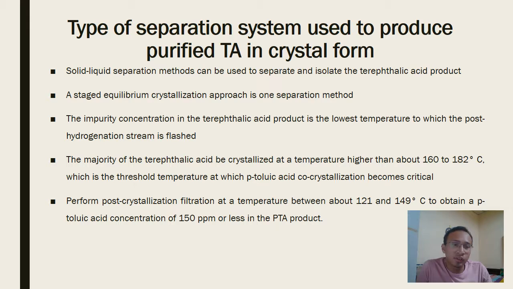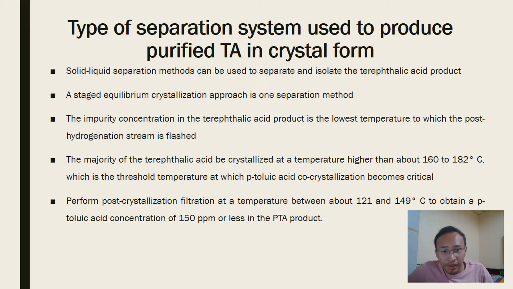Now I'm going to talk about the type of separation system used to produce purified TA in crystal form. The separation system that can be used is solid-liquid separation methods to separate and isolate the terephthalic acid product. A stage equilibrium crystallization approach is one separation method. The impurity concentration in the terephthalic acid product is set by the lowest temperature to which the post-hydrogenation stream is flashed.